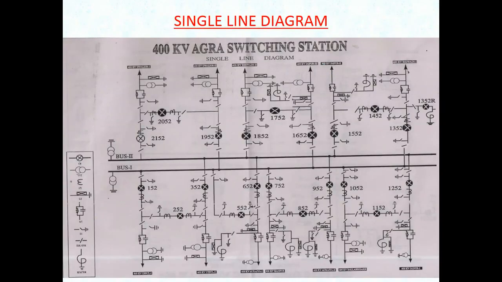It is a single line diagram of a general substation. Okay, it is a 400 kilovolts Akra switching station. It is a single line diagram. We can see bus 1, bus 2, two buses are connected, and 400 kilovolts outgoing lines, Gwalior 1, Gwalior 2, like that. Whereas outgoing lines are these, Jaipur 3, Jaipur 3. These are different feeders we are connecting to these bus bars.